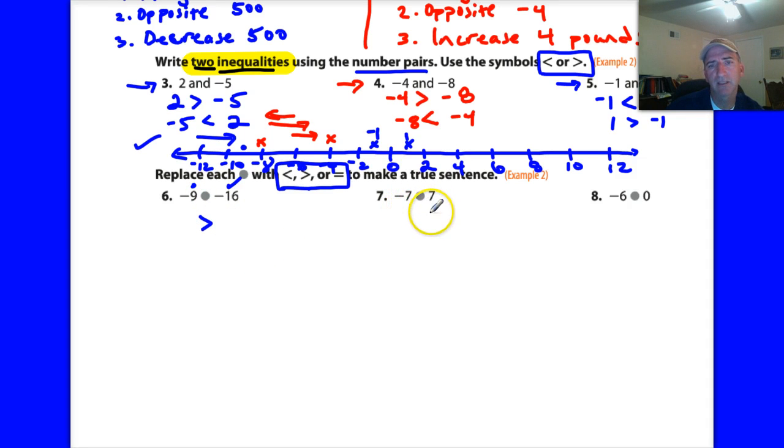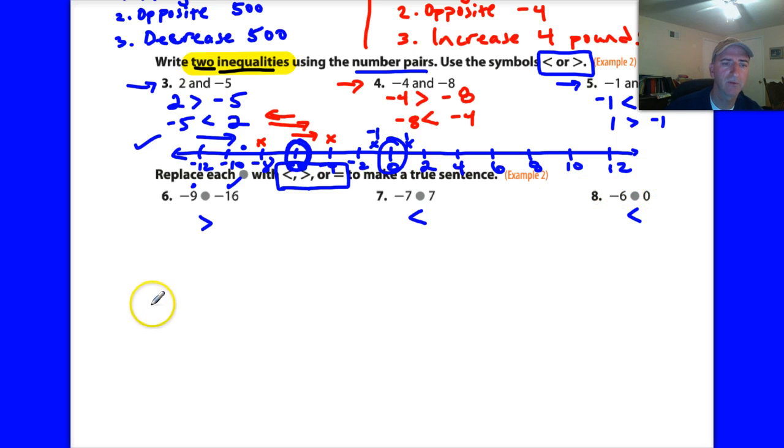Negative 7 and 7, well, that should be obvious. Any negative number is less than a positive number right there. So it's less than. And negative 6 is less than 0. Now, if you don't believe me, go back up to your number line. Here's negative 6. Here's 0. Right, negative 6 is less than 0 right there.